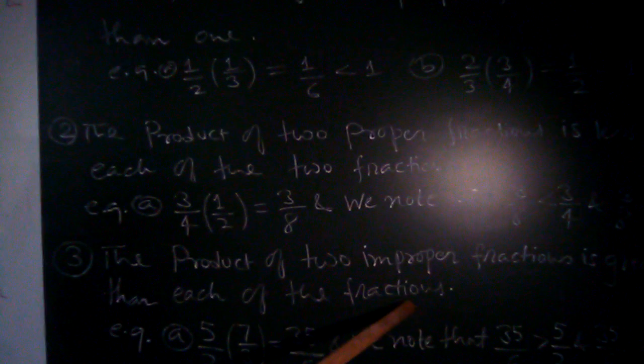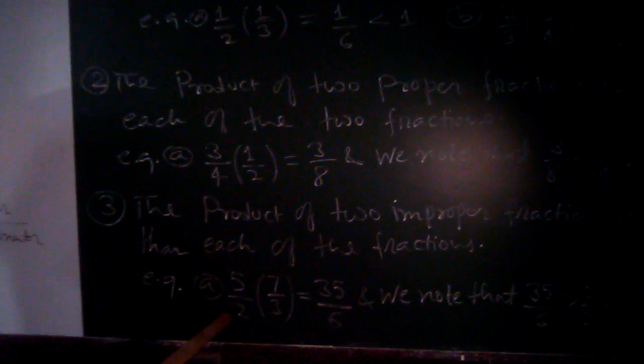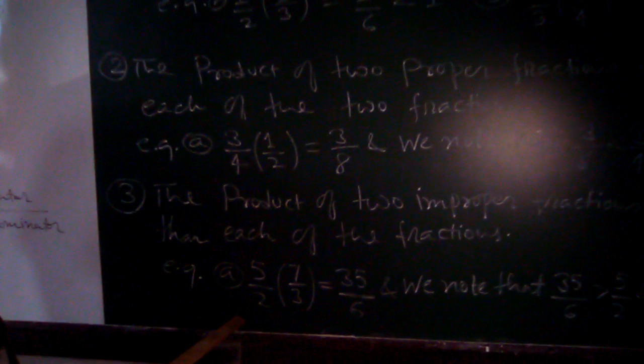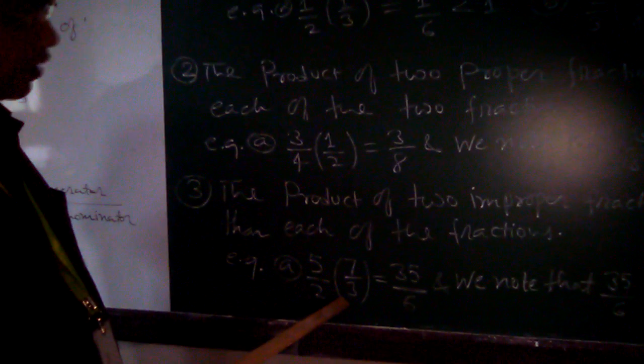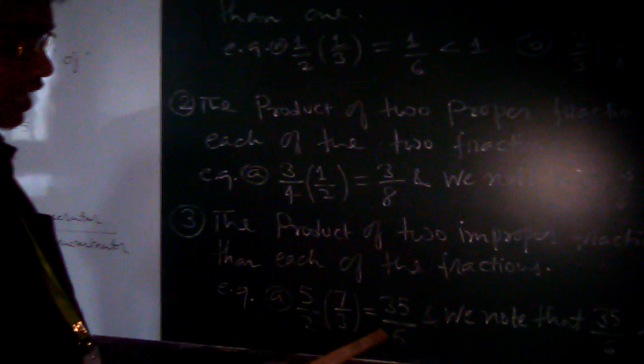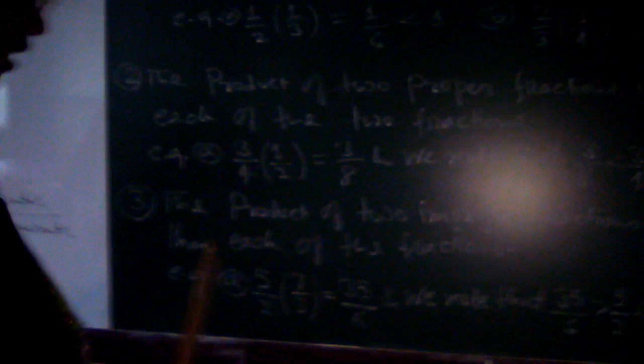Third observation is the product of two improper fractions is greater than each of the fractions. For example, 5/2 is an improper fraction because the numerator is greater than the denominator. 7/3 is also an improper fraction. When we multiply, we get 35/6, which is again an improper fraction, and we note that 35/6 is greater than both 5/2 and 7/3. So thus the product of two improper fractions is greater than each of the fractions. Let's move ahead.